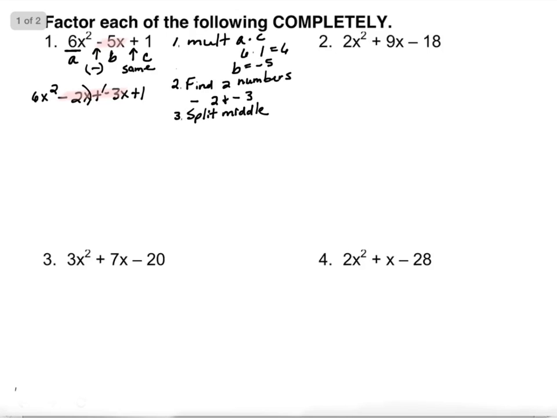You're going to group the first two and second two. So that is your fourth step: you're going to group. And step 5, factor out a GCF from each group. So from this group it's 2x, and you divide each of these by 2x, and you're left with 3x minus 1.